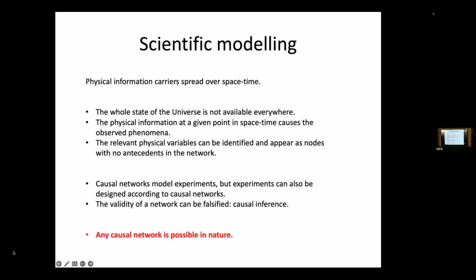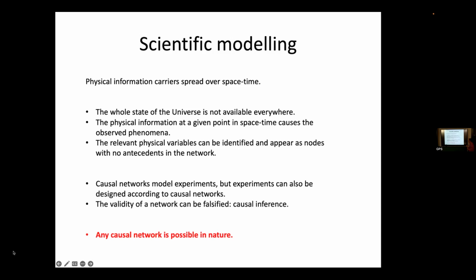Okay, and I think this is going to be important for what I'm going to say. I would tend to say, and this is going to be an assumption, that any causal network is possible in nature. So you can think of, you design these circles with variables and arrows, and you put arrows. I'm not thinking about loops, so I will have what are called directed acyclic graphs. But if you invent whatever you want, there will be an experiment for that.